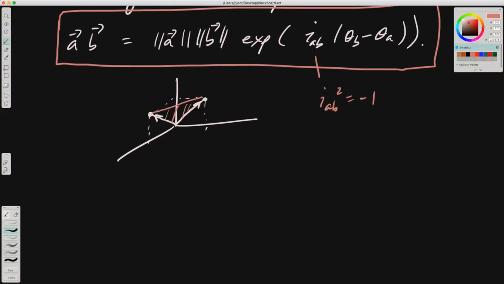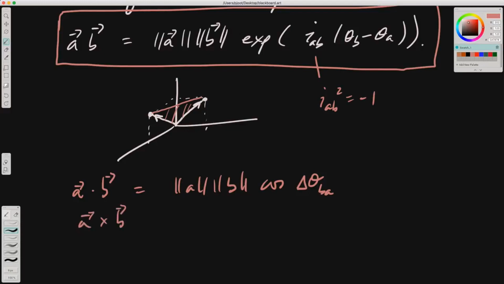This combines the dot and the cross products. I'll assume that everybody's familiar with the fact that the dot product of two vectors is the respective lengths times the cosine of the difference between the two angles, and the cross product is the same thing with a sine.